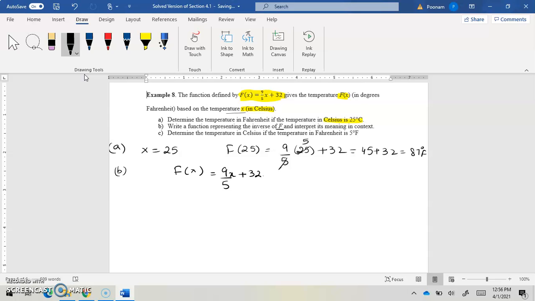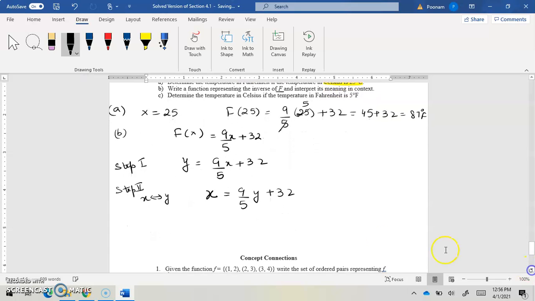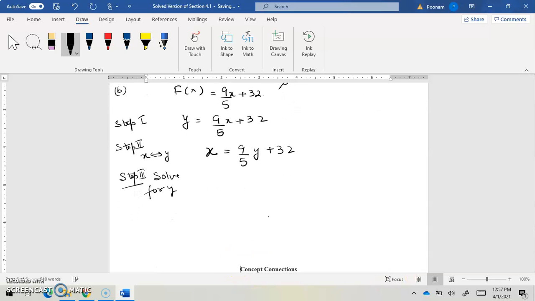So we have steps for that. Step 1, write the function as y. Step 2, interchange x and y, meaning we will write x in place of y. Step 3, solve for y. So from the given equation, we need to solve for y.